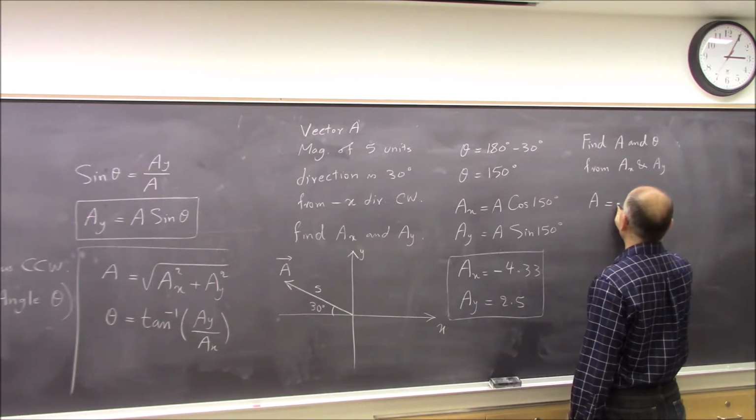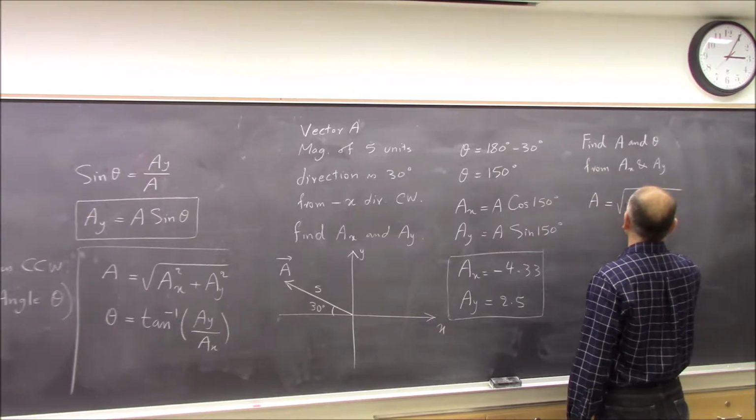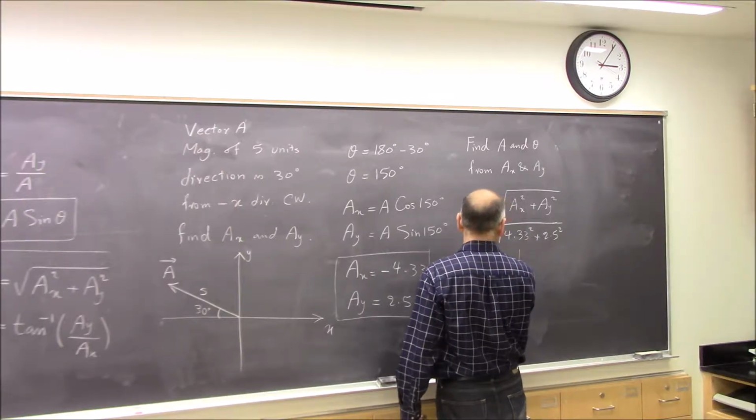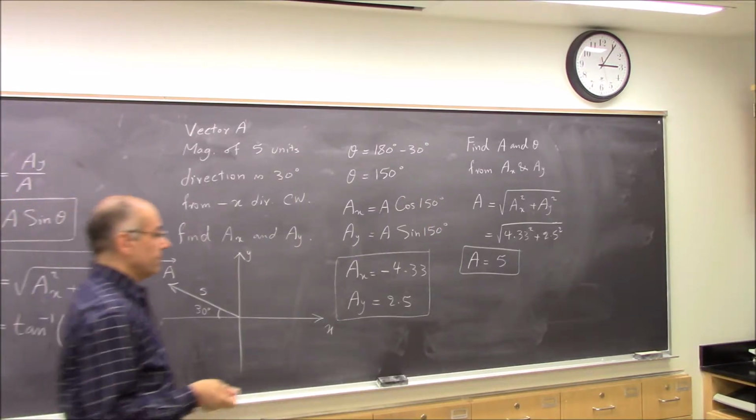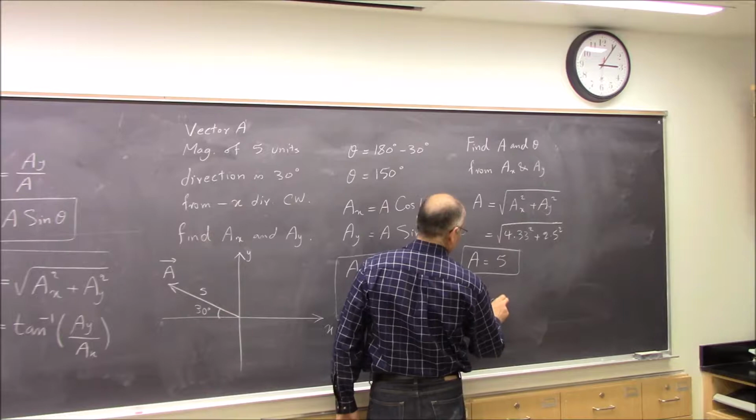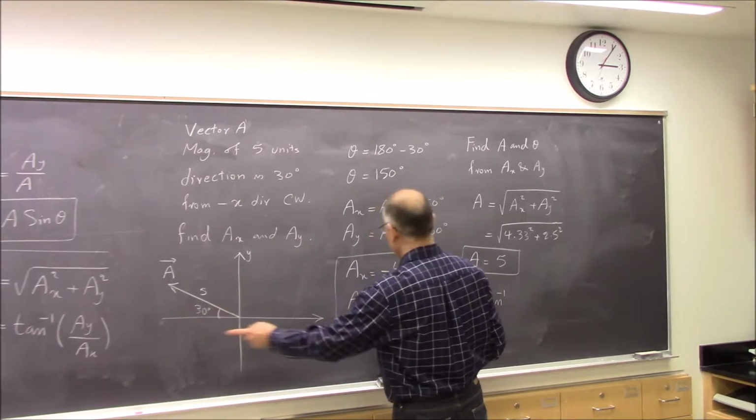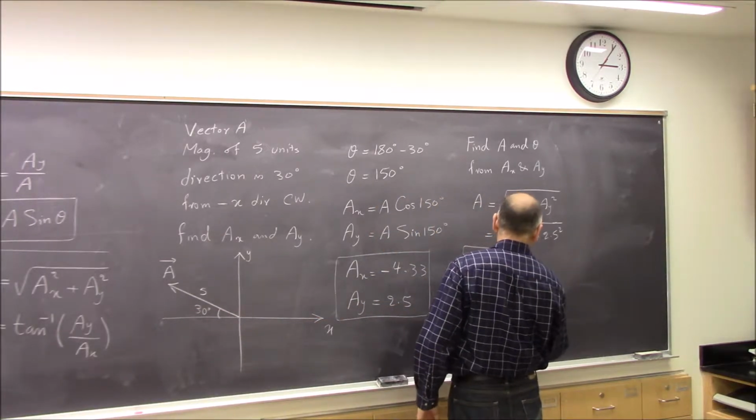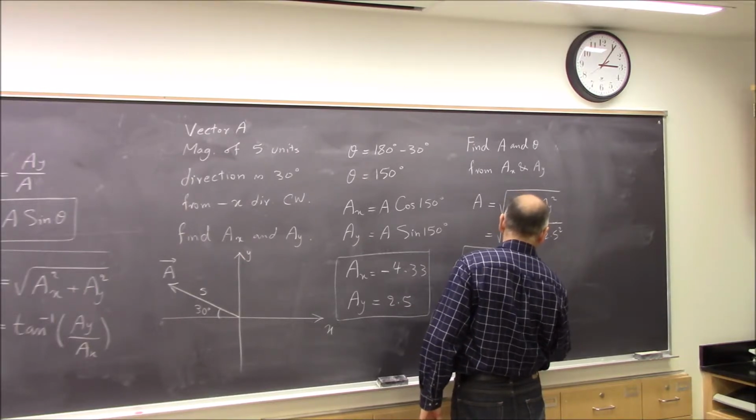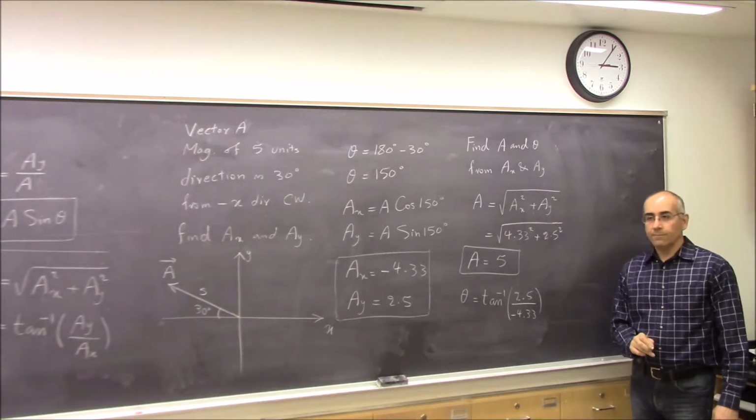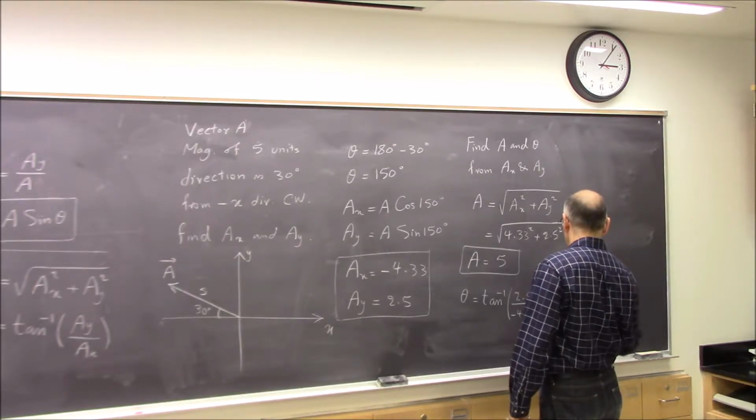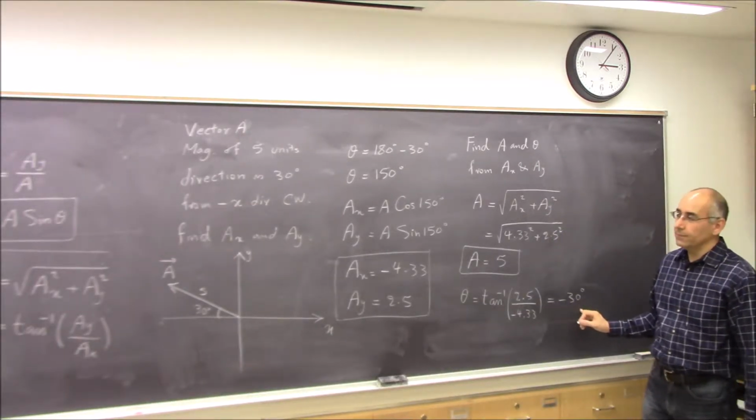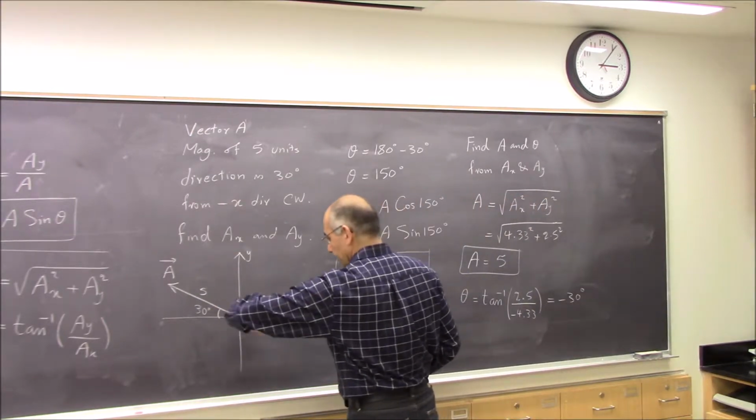Magnitude A is equal to square root of ax squared plus ay squared, and we get 5 units. Okay, that's what we started with. So far, so good. But what about theta? It is tan inverse of ay over ax. Ay is 2.5 divided by negative 4.33. What does this give you? Negative 30 degrees. Is that the right theta? No. It is actually this way.